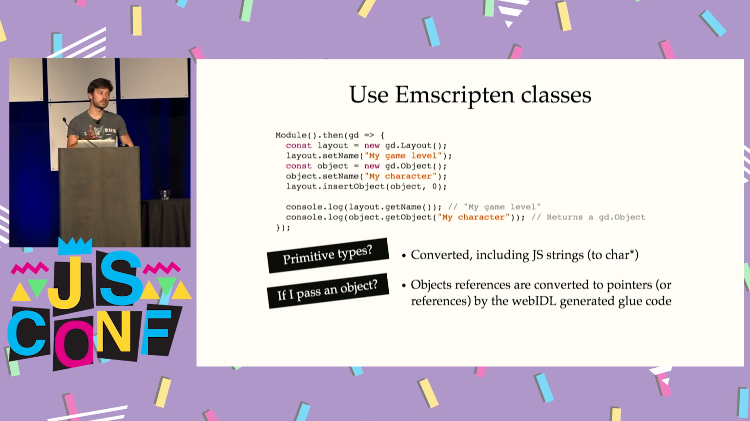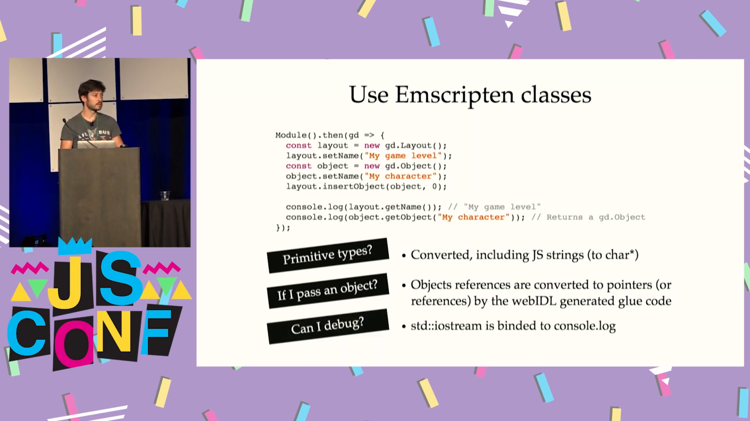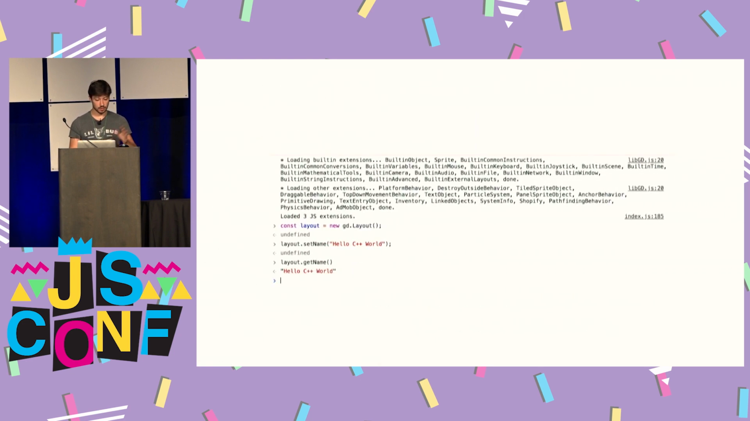If you are passing objects to the WebAssembly method, then they are converted to a pointer or a reference in C++. And you can debug more or less using the input and output streams in C++ that are converted to console.logs in JavaScript. So with this, we have something that is running in a browser. So here is the Chrome debugger, and you can see on the top there is some output that is outputted by the C++ code base. So it's working, and then I can create a new object and call a method on it.